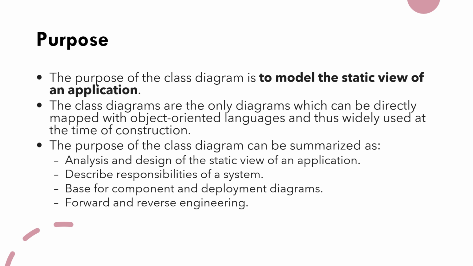So for this class diagram, the purpose, the first one, is to give an analysis and design of the static view of the application. Then it can be used to describe the responsibilities of a system, and it can also be used as a base for component and deployment diagrams. They can also be used for forward and reverse engineering. So these are the main purposes of the class diagram.